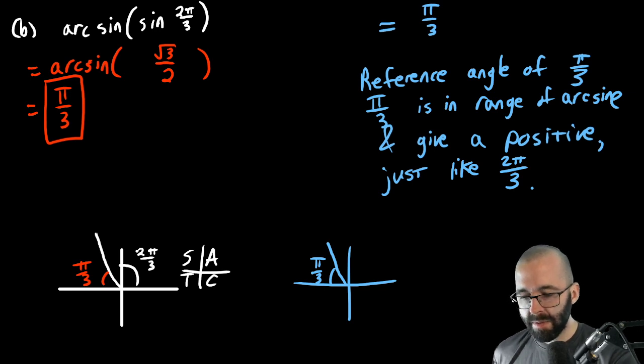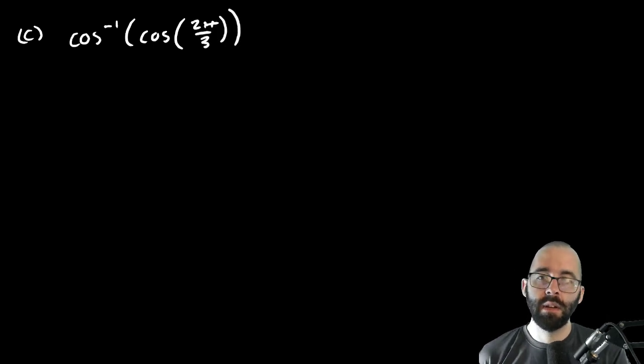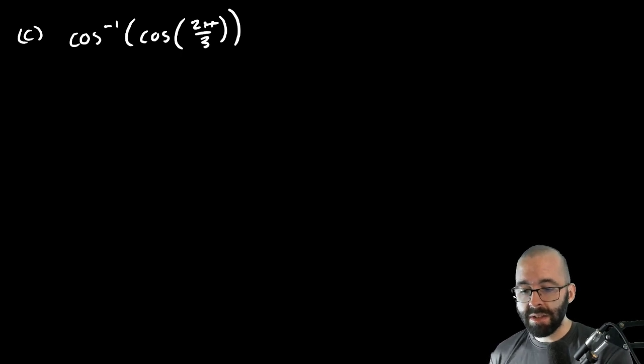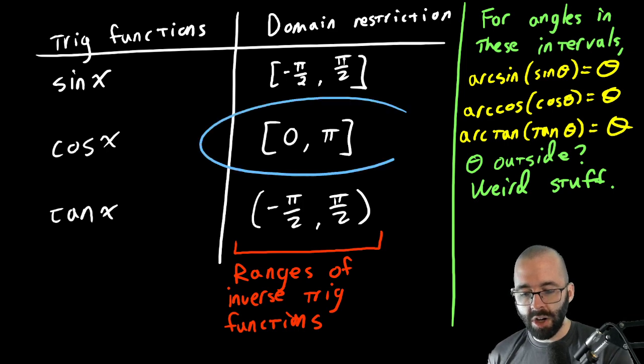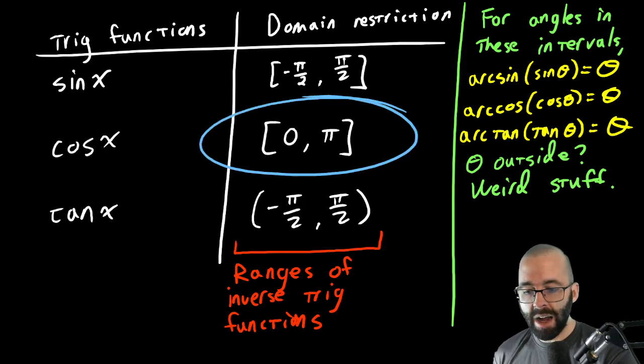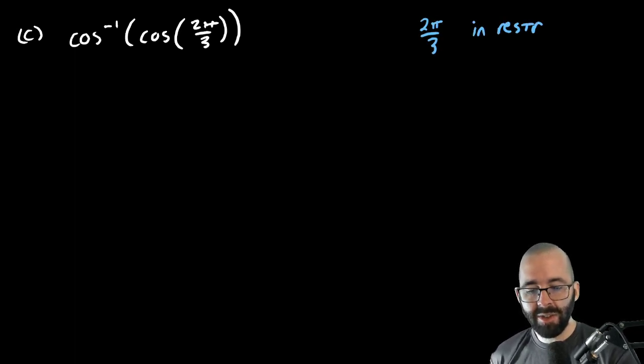All right, let's do 2 more. Just give extra examples. Part C is going to be the cosine inverse of cosine of 2 pi over 3. So again, blue method is actually really nice here because 2 pi over 3 is in that restricted domain. For cosine, 2 pi over 3 is in that restricted domain. If it's in the restricted domain, blue method is really simple.